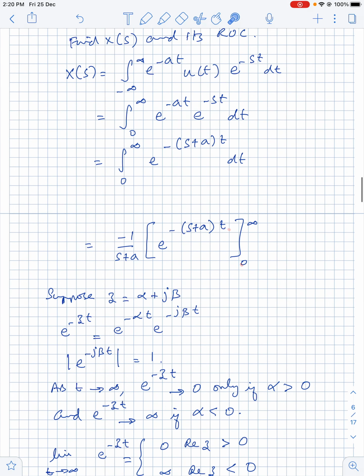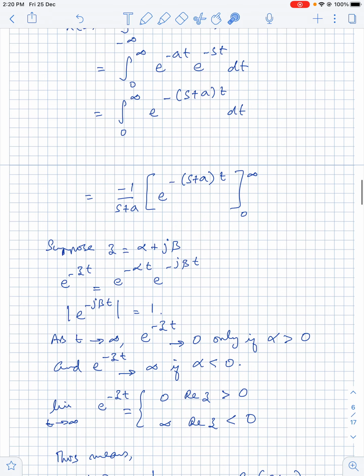Now the thing is, this is a complex number. Essentially we are asked to find e raised to minus z t at t equal to infinity and at t equal to 0. We need to find that value, so let's do that separately. Let us assume z is equal to alpha plus j beta. Now e raised to minus z t will be e raised to minus alpha t minus j beta t.